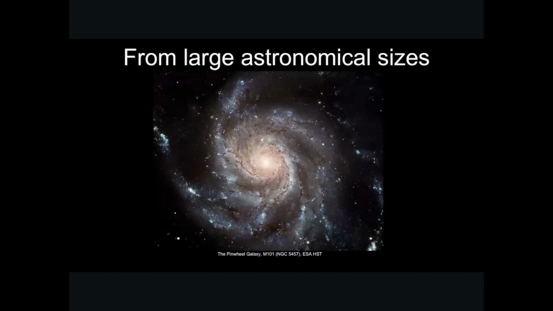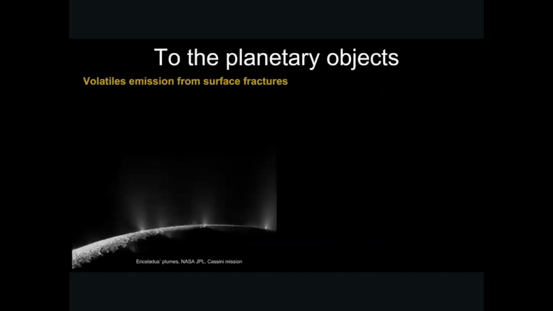And also someone is doing SPH for studying mergers of neutron stars. So you can go up to stars and compact objects. But you can, of course, study planetary objects. That is what we are interested in today, mainly the volatile emission from surface structure. That is what I'm going to spend some time on.